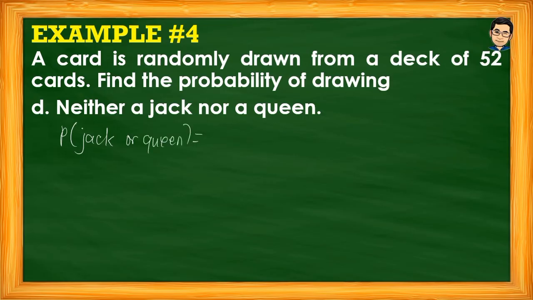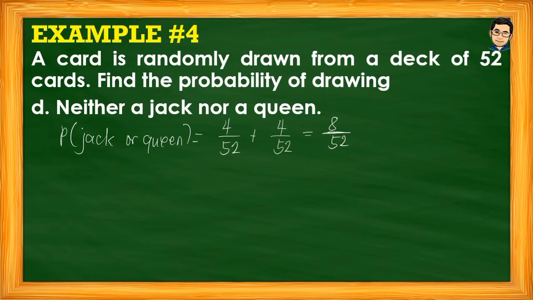So, ilan yung jack cards natin? 4 over 52. So, yung probability na Jack, 4 over 52. And then plus the probability of Queen is also 4 over 52. So, 4 over 52 plus 4 over 52, that is 8 over 52. So, ito yung probability na yung mabunot nating card is either Jack or Queen.